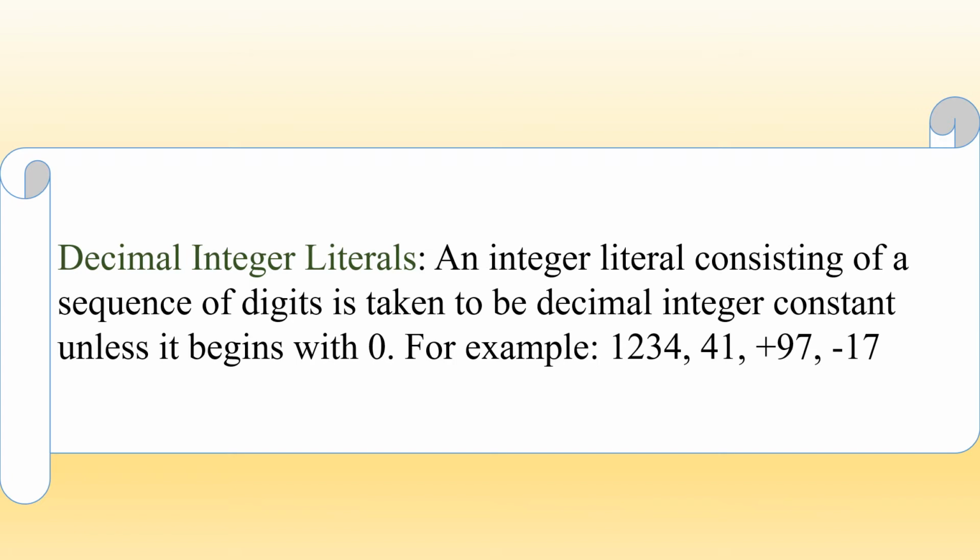Just revise all the three literals. A number which starts with 0 is known as octal integer literal. The number which starts with 0x is known as hexadecimal integer literal, and the number which neither starts with 0 nor with 0x is known as decimal integer literal. Just for example, we have 1234, 41, +97, -17. None of these numbers start with 0 or 0x. That means any number which neither starts with 0 nor with 0x is known as decimal integer literal.